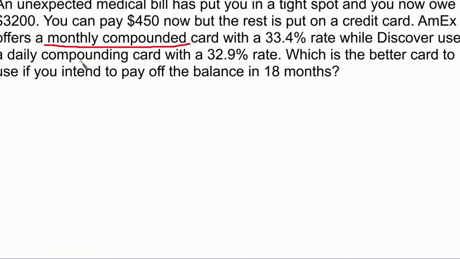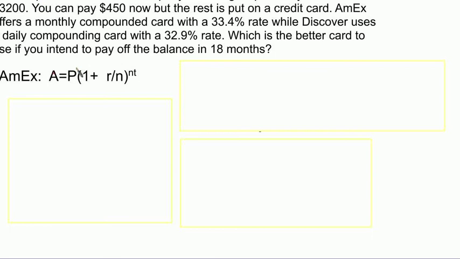The Discover card, you'll notice, is much the same. We're using compound interest, this time with a somewhat unusual period. This time it says daily compounding, but the same formula, just a slightly different input. So let's take a look at the American Express card first. As mentioned, monthly compounding with a one-time expenditure leads us to the compound interest formula.